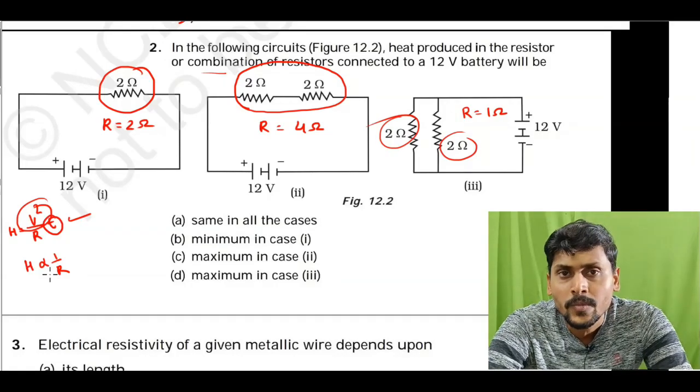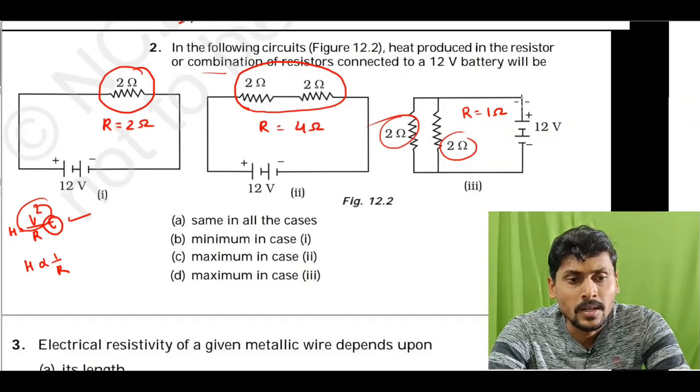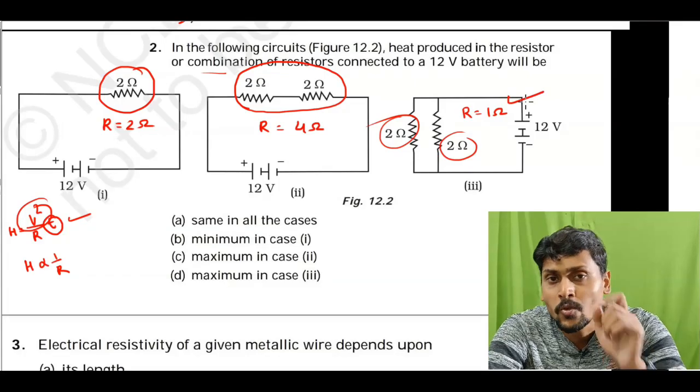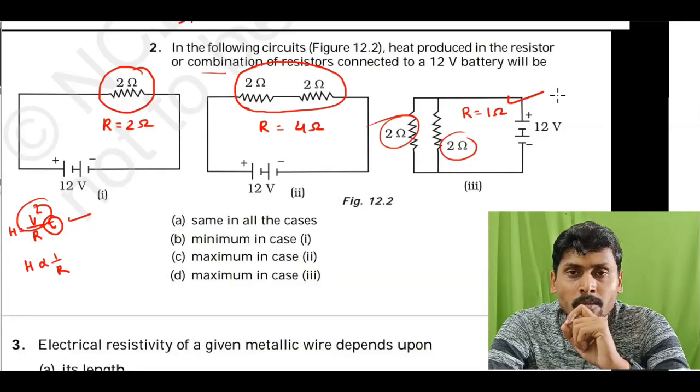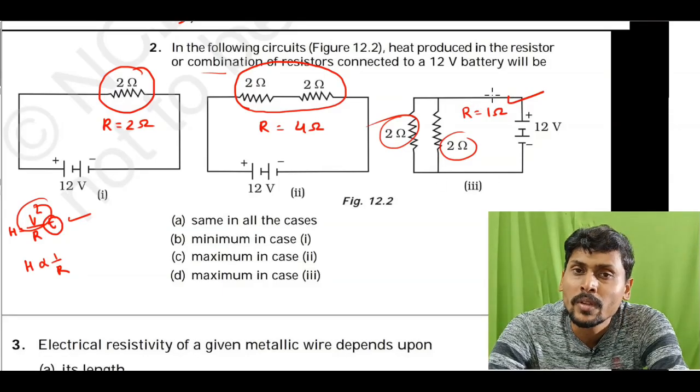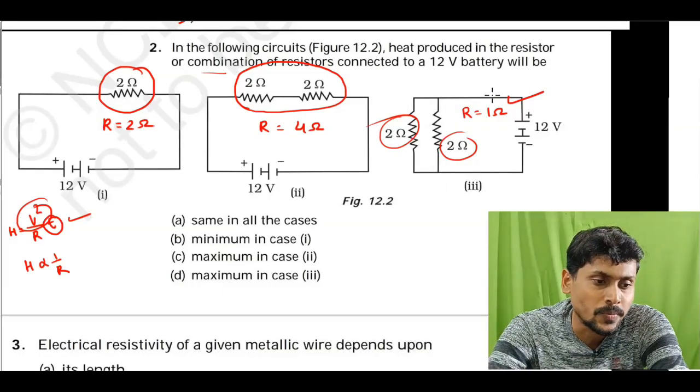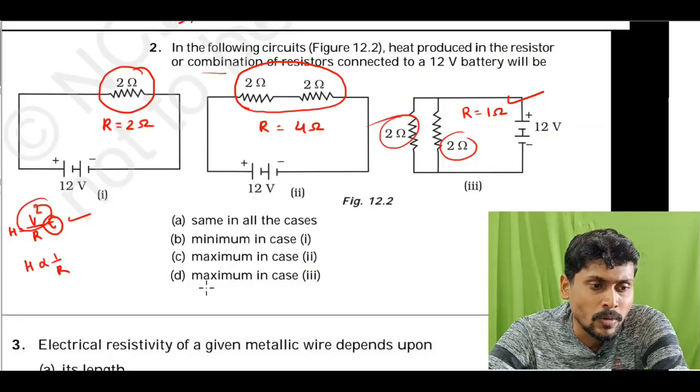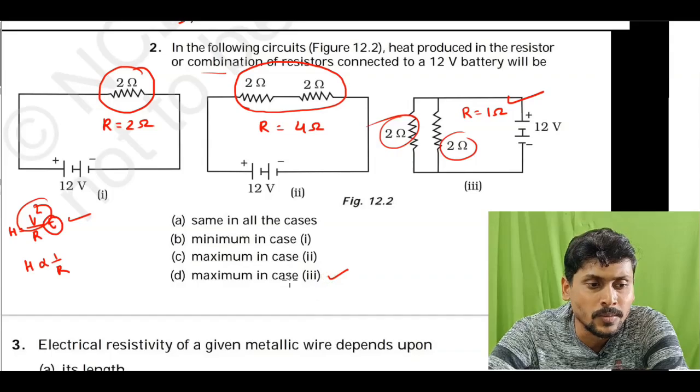So now compare the three diagrams. You will see that in the third diagram equivalent resistance is the minimum, which is 1 ohm. So in the third circuit you will get maximum heat energy. So look at option D, maximum in case 3. So this is the correct answer.